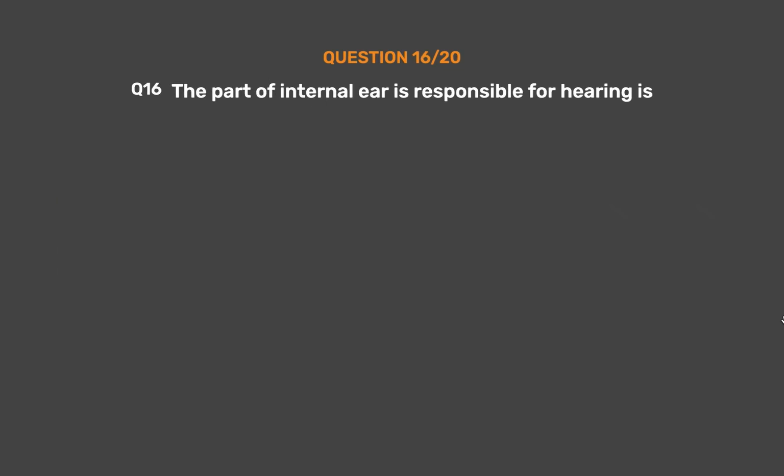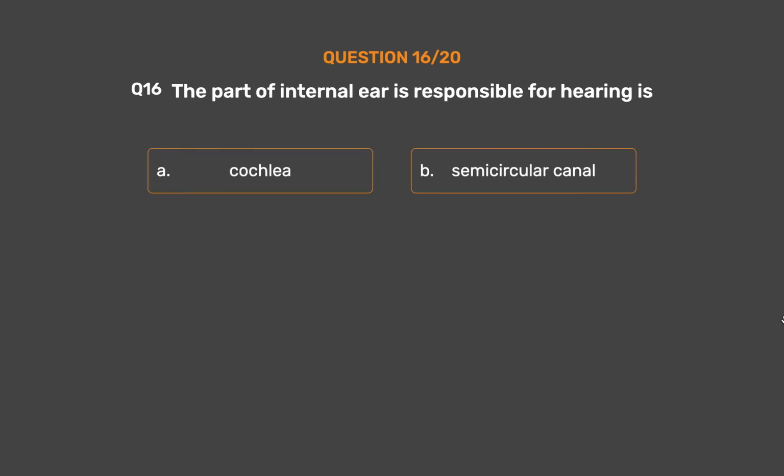Question number 16. The part of internal ear responsible for hearing is: Option A, cochlea. Option B, semicircular canal. Option C, utriculus. Option D, sacculus.